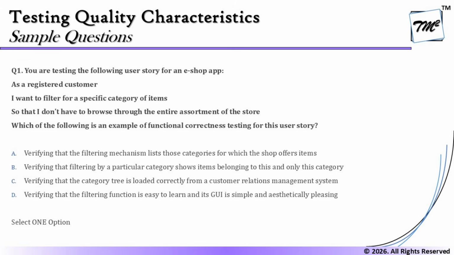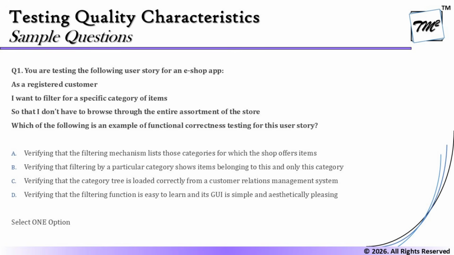The option C says verifying that the category tree is loaded correctly from a customer relationship management system. However, this option is not related to functional correctness. It is about interactions. If you see, it is talking about retrieving information from a customer relationship management system and relates to interoperability testing compared to that of correctness testing.